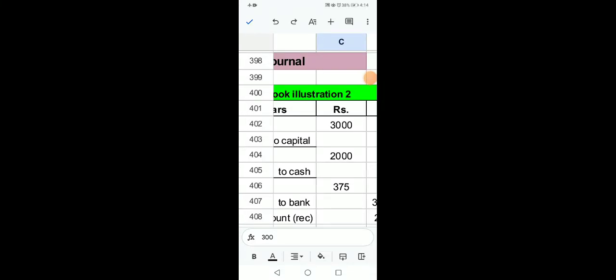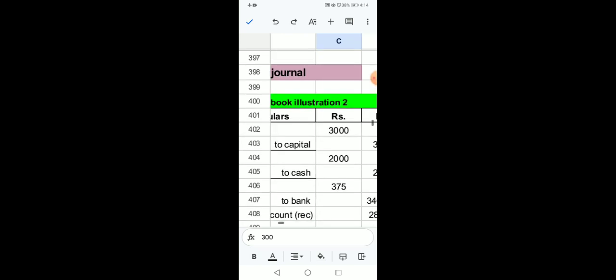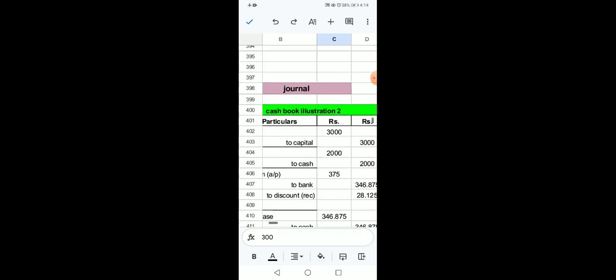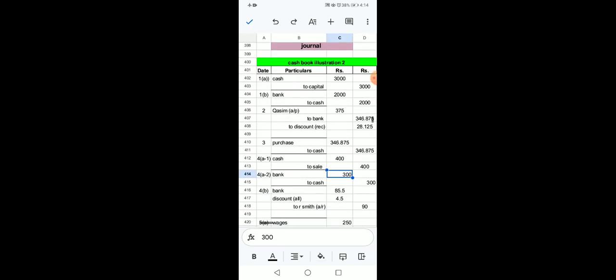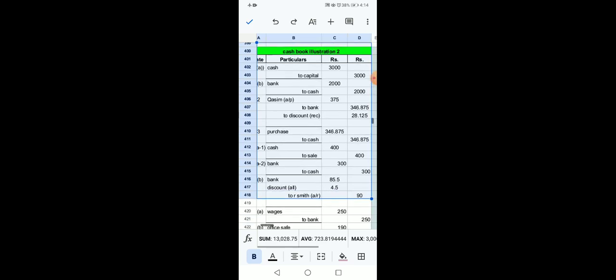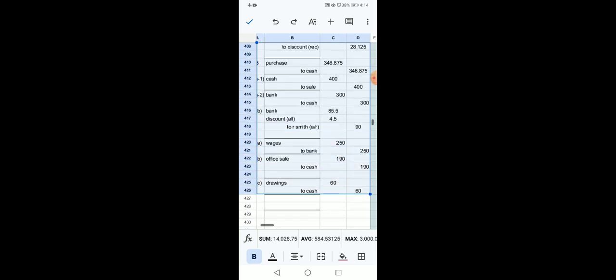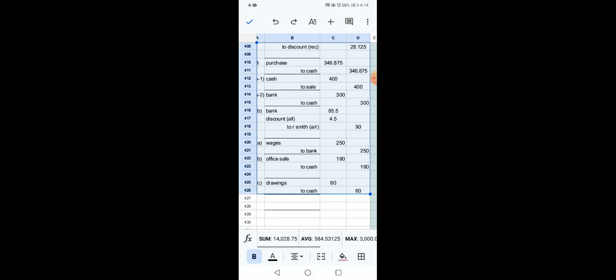Hey guys, welcome back. We were doing illustration number 2, and the chapter we are dealing with is cash book. In part A, we have completed all the journal entries present in our question. Transactions were given in raw form in the book, and we have converted all these transactions into journal entries.